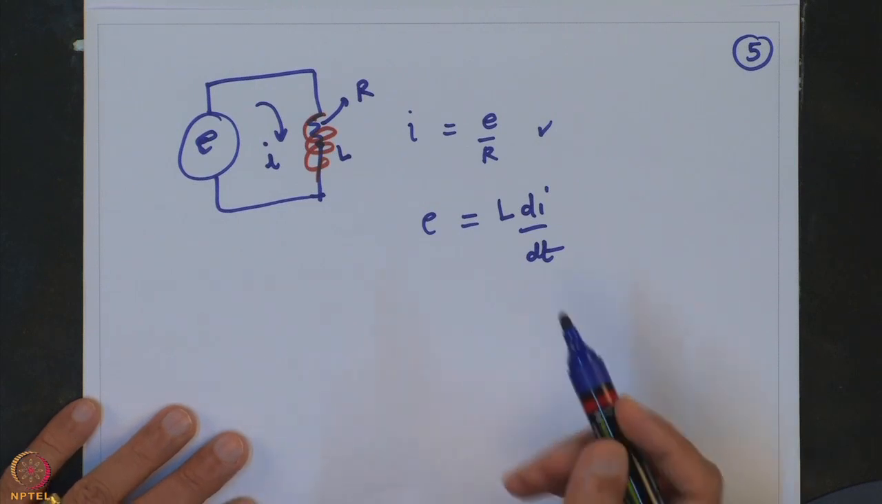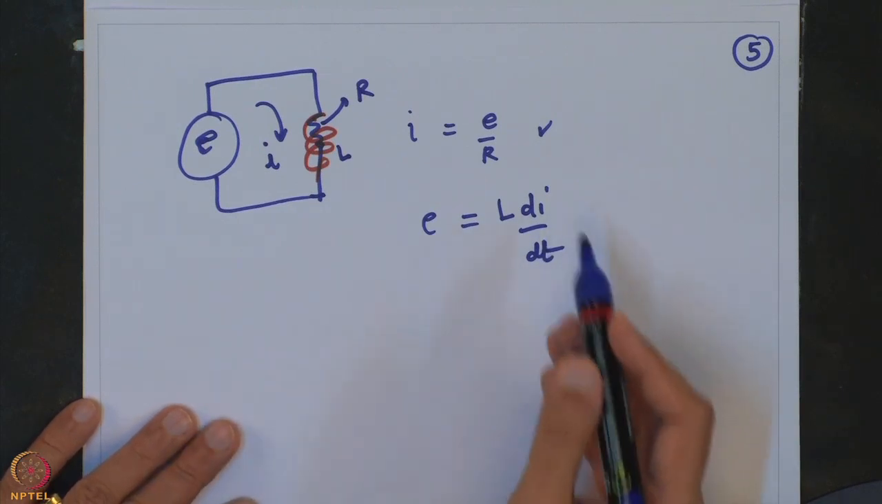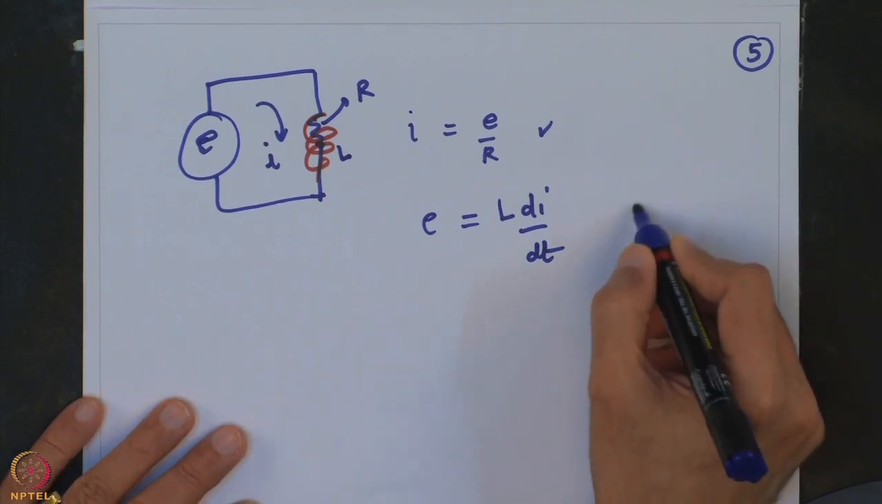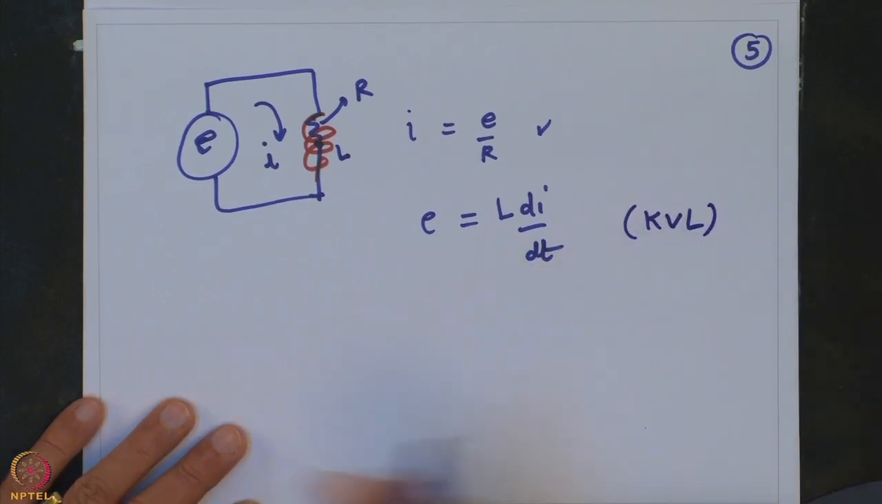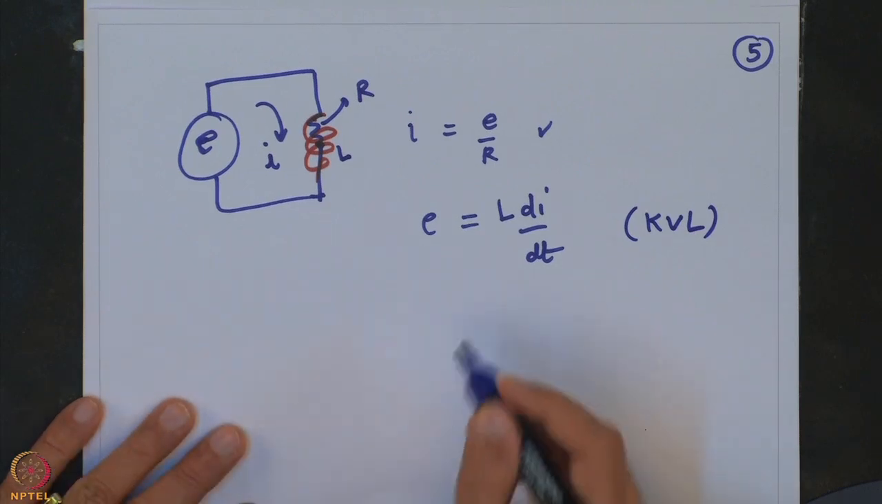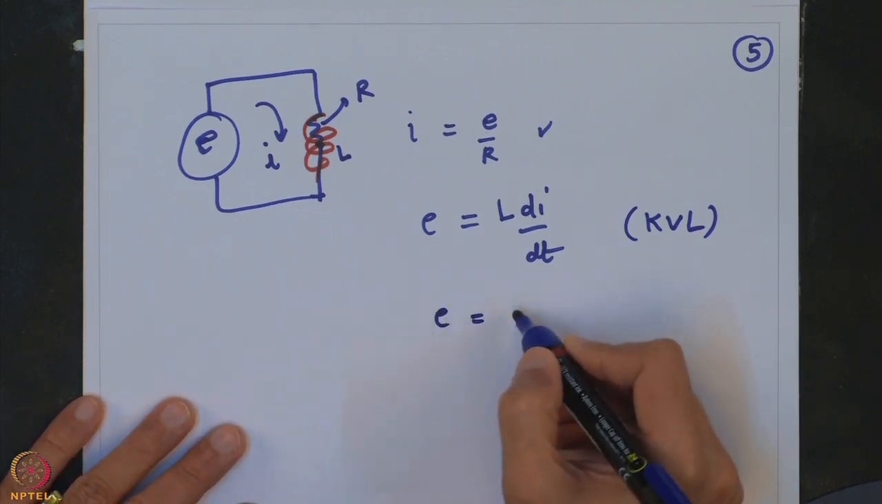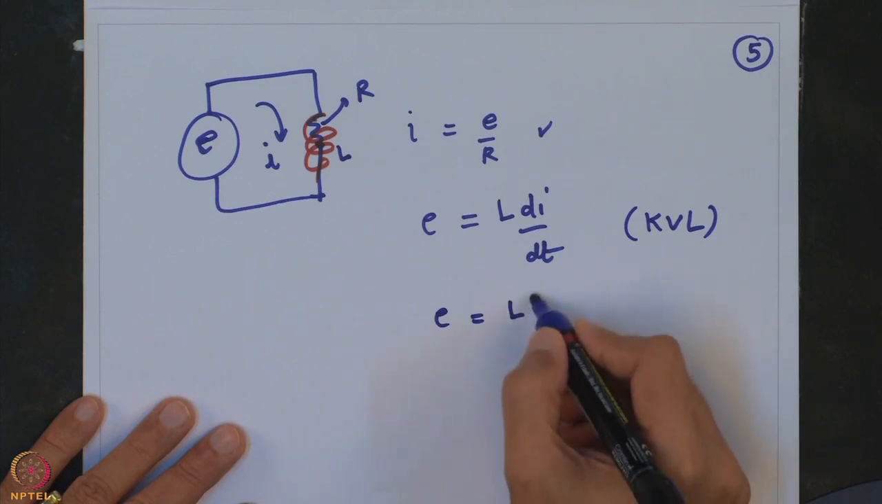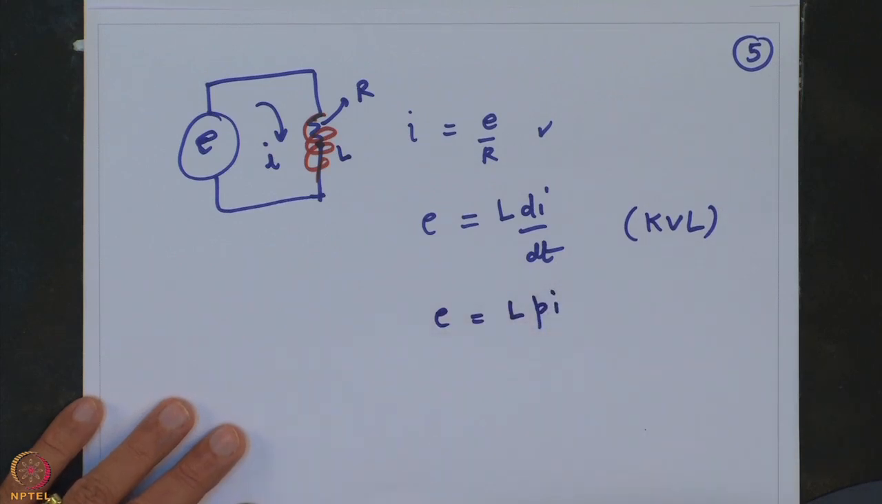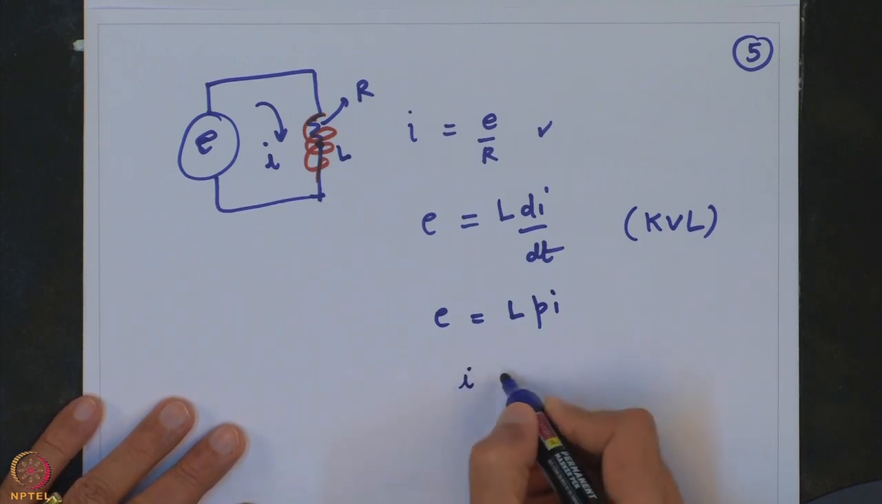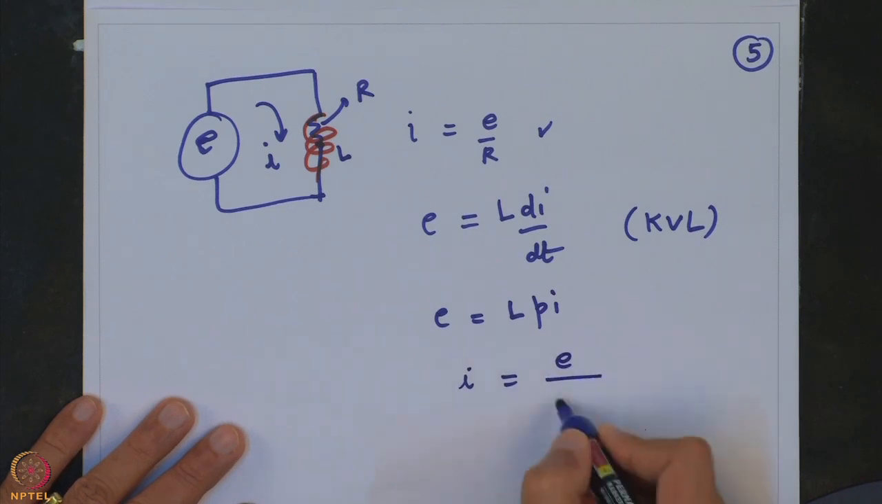So as you can see, E is equal to L di by dt is what we will get from Kirchhoff's voltage law. Now, using our differential operator P as before, I can write E is equal to LP into I. And now I can say I is equal to E over PL.